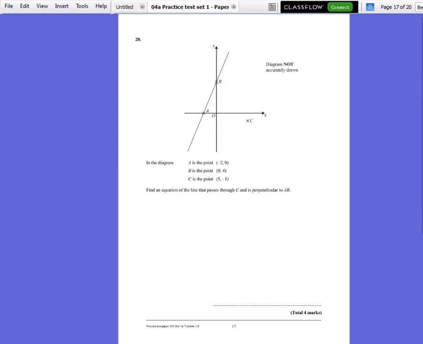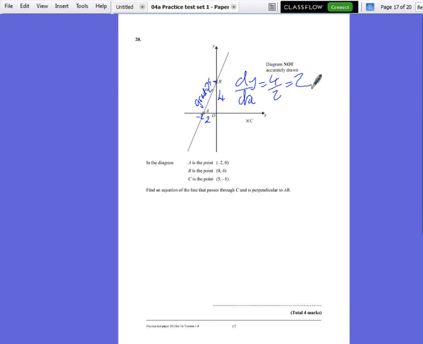Well, if we want a line that's perpendicular to AB, we first of all need the gradient of AB. So if this is at 0, 4, and this is at minus 2, 0, then the height there must be 4 and that there must be 2. So the gradient of this line here must be 4 divided by 2, the difference in y divided by the difference in x, which will be 2.